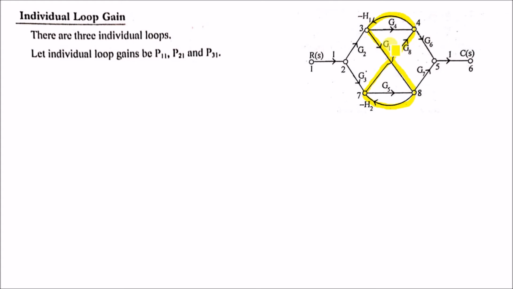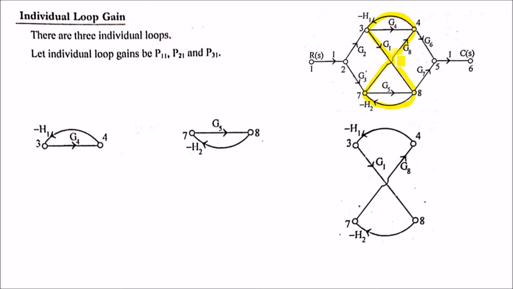See, does any node get traveled twice? No, this is not an intersection, it is a different line. So this is also a loop. So in this case I have found 3 loops. Could you find another loop? Just check it out. Definitely no. So these are the 3 different loops: loop 1, loop 2, loop 3.